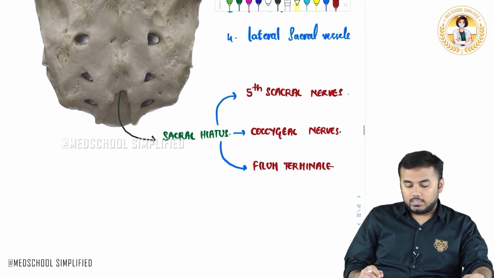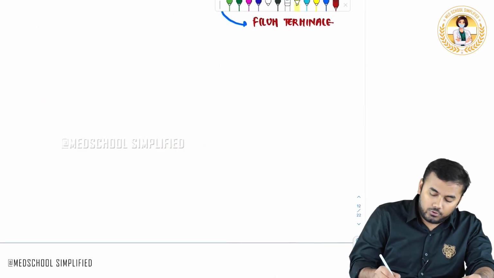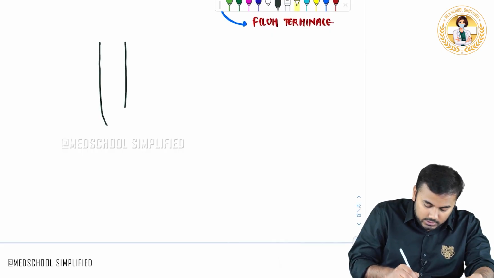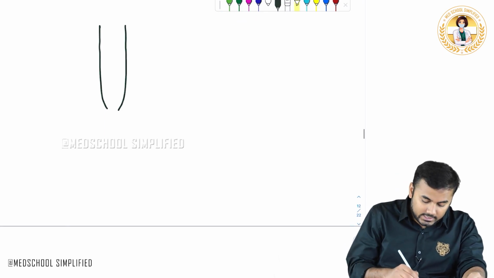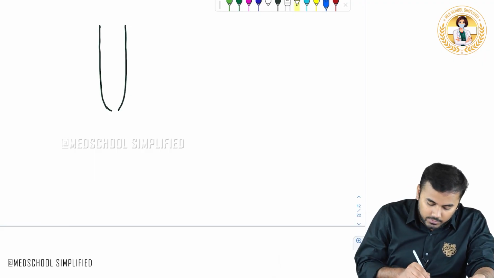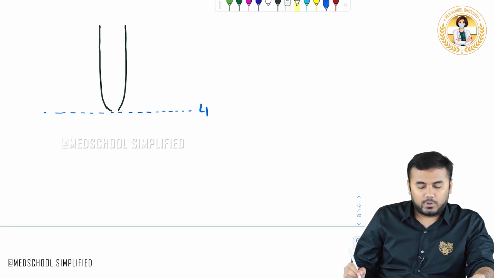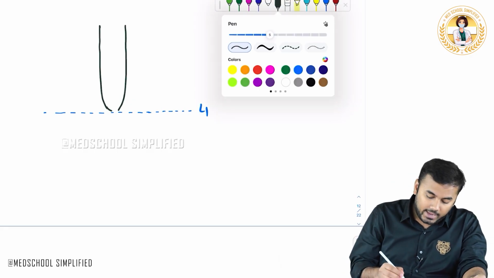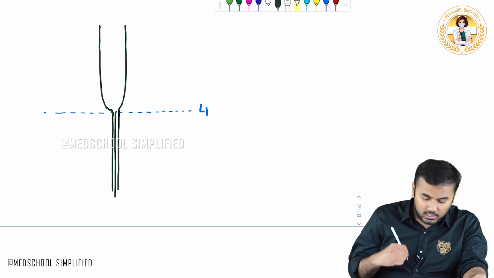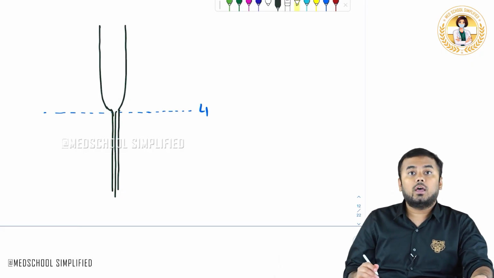Now what are the filum terminale as well as the cauda equina, guys? Just look at this now. All of you know that this part is your spinal cord. At the level of L1, let me put up a line, the spinal cord ends. From L1, you see a tuft of fibers coming down all the way like this. These tufts of fibers coming down from L1 are called the cauda equina.